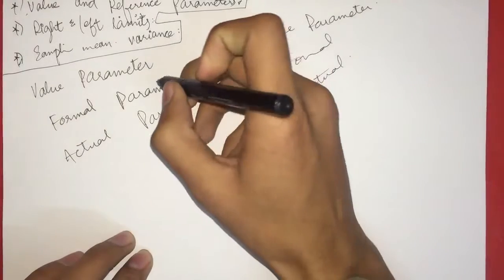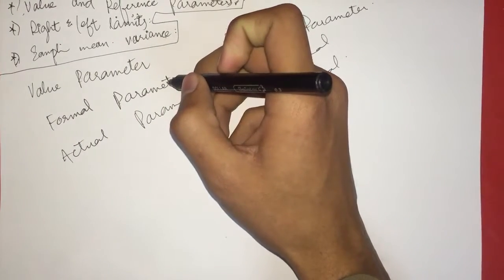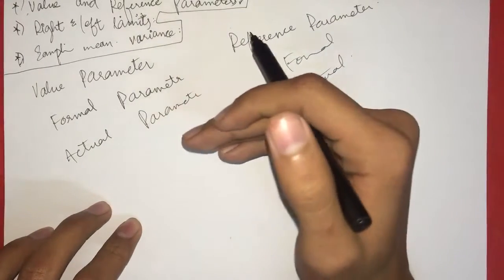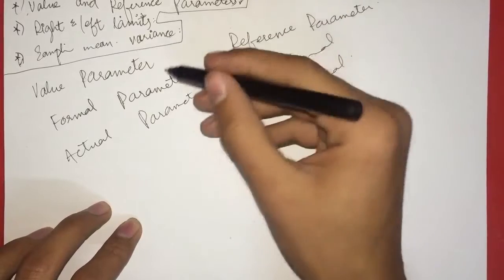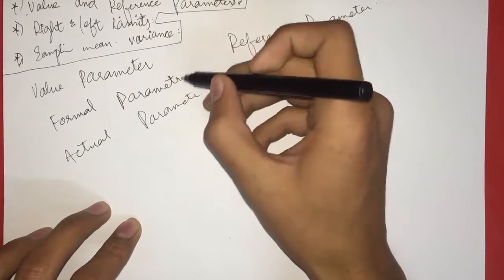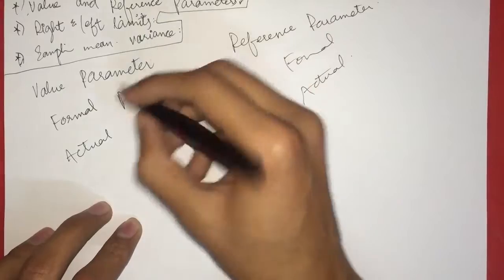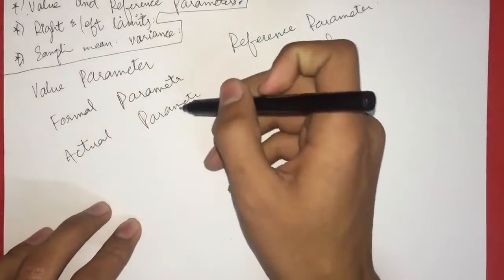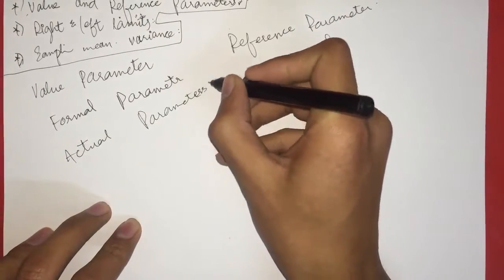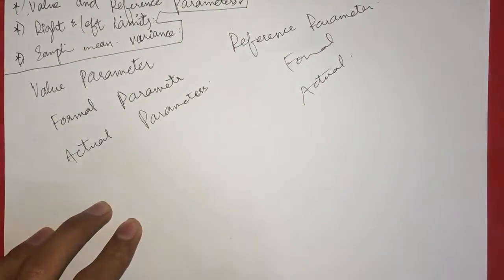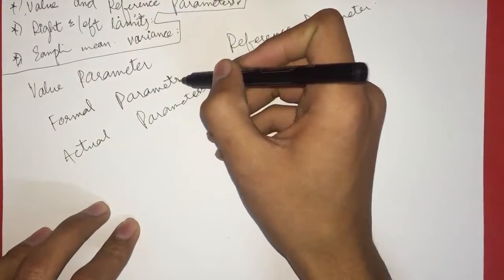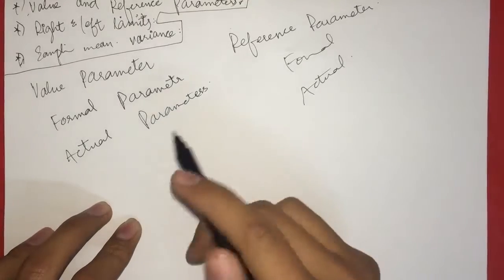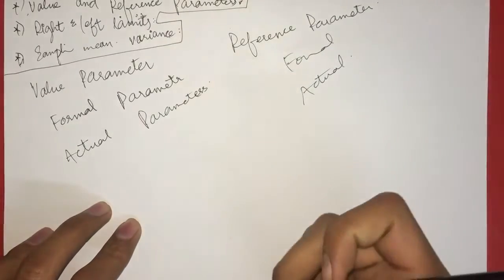Formal parameters are the parameters you use when you are declaring a function, when you are writing the function heading, then the function body. So the parameters you use there are called formal parameters. The parameters you use when you call a function inside another function are known as actual parameters. So a value parameter is when you call a function and insert actual parameters when calling the function.